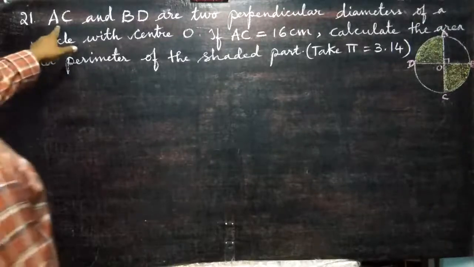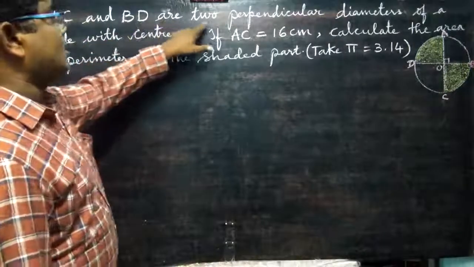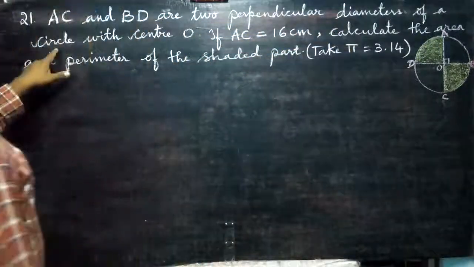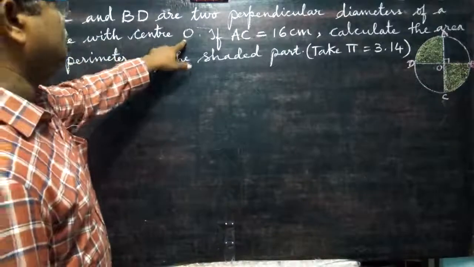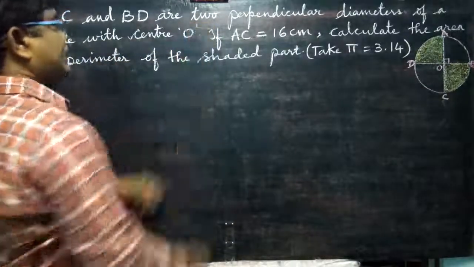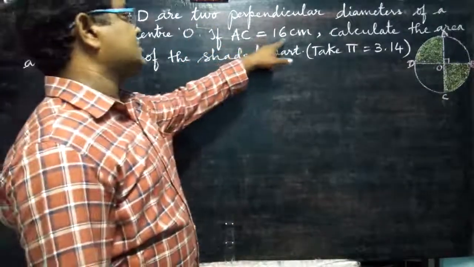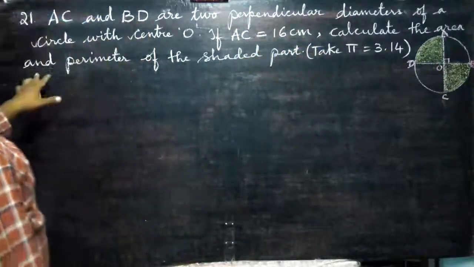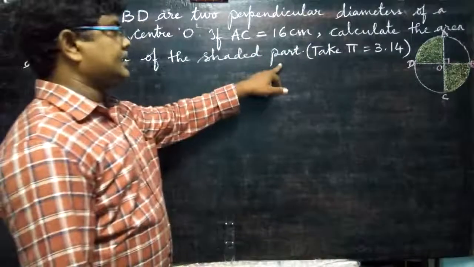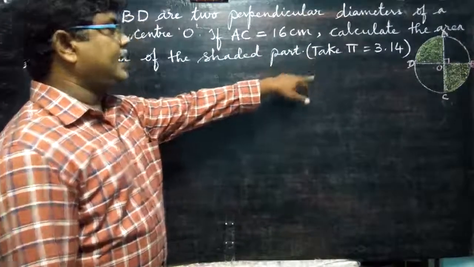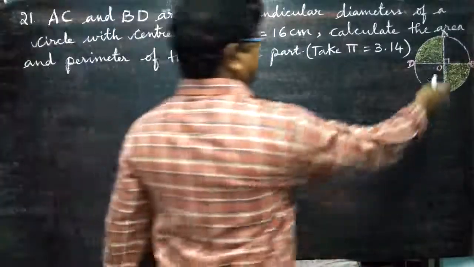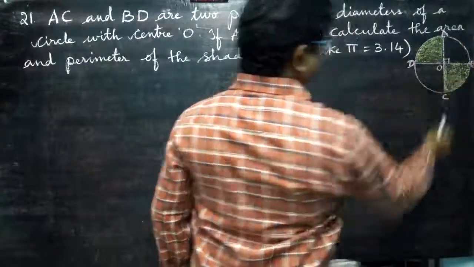21st problem. AC and BD are two perpendicular diameters of a circle with center O. If AC is equal to 16 centimeters, calculate the area and perimeter of the shaded part. Take pi as 3.14. You can see a circle here. Two shaded parts are there.